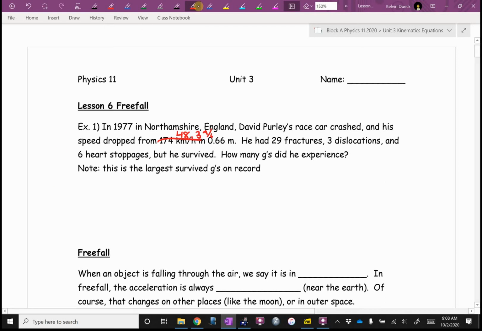So, A equals question mark. What's that 48.3? That's a velocity. Yeah, which one? VI. What's that 0.66?